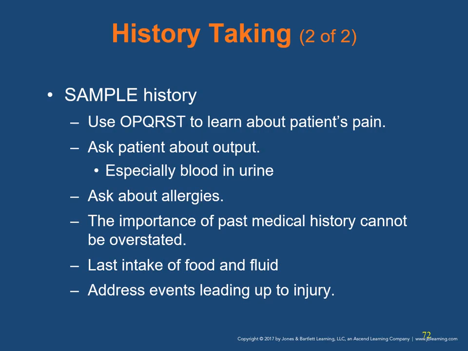SAMPLE history. Use OPQRST to learn about the patient's pain. Ask the patient about output from the genitourinary system, especially blood and urine. Ask about allergies to medications or environmental triggers. The importance of past medical history cannot be overstated. Repeat or previous injuries or illnesses can help determine the extent of the current injury or illness. Last intake of food and fluids is important because it can predict the genitourinary system's contents. Address the events leading up to the injury.